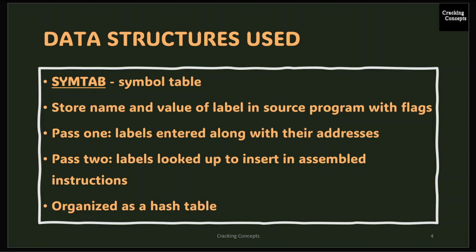Next is a symtab or symbol table. It is used to store name and value or addresses for each label in the source program with flags to indicate error conditions. For example, a symbol defined in 2 different places. In pass 1, the labels are entered along with their addresses from the location counter. In pass 2, the labels are looked up to get addresses to insert in assembled instructions. It is also organized as a hash table where the entries are rarely deleted. This table is heavily used throughout the assembly.